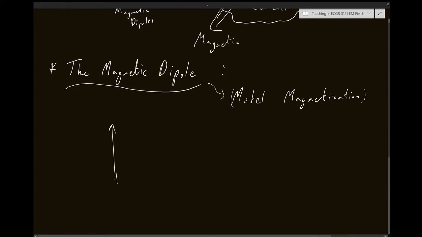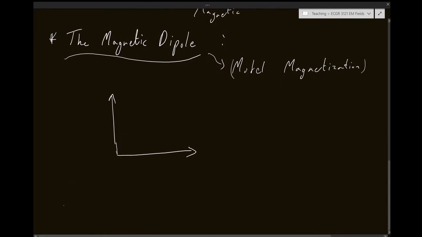Okay, so let's set up our study of the magnetic dipole. As always, we need a coordinate axis, x, y, z, and then our loop of current is going to look something like this. It's going to lie on the xy plane, and it's going to have a certain radius of d. Then we're interested in some point a distance r away.